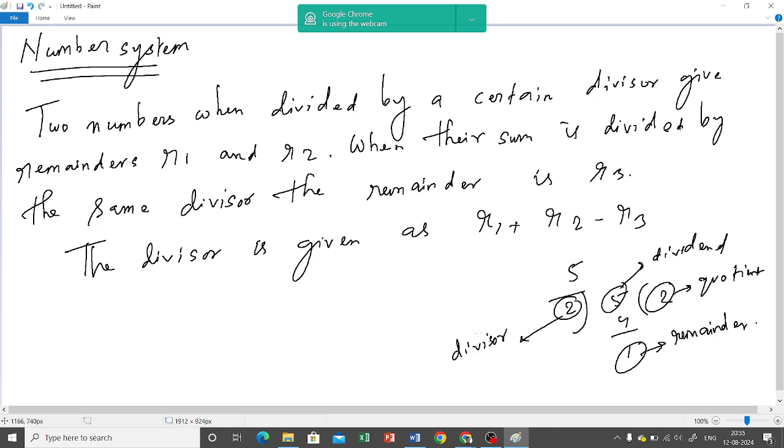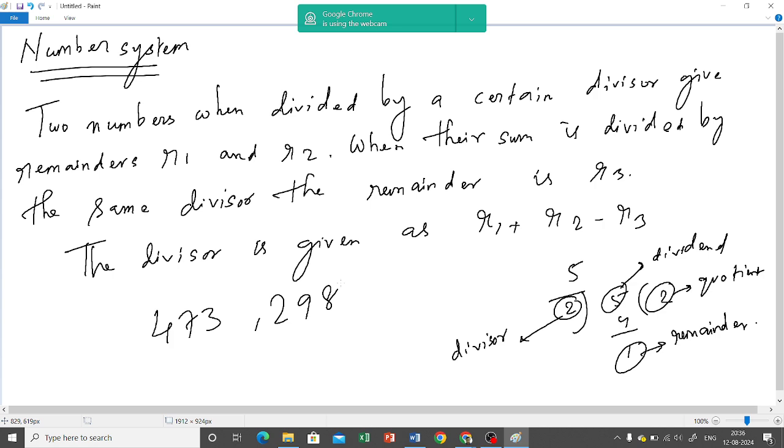Two numbers when divided by a certain divisor give remainders 473 and 298 respectively.